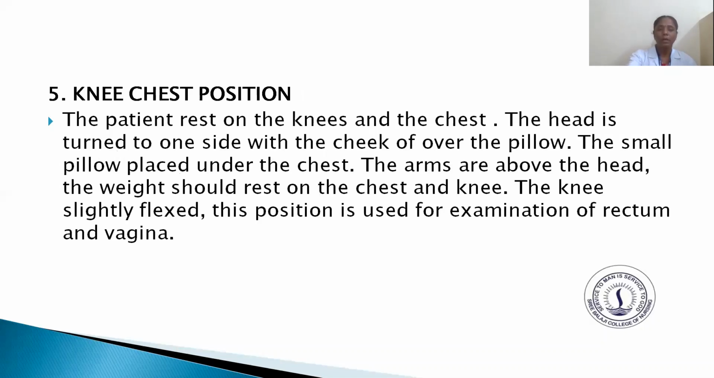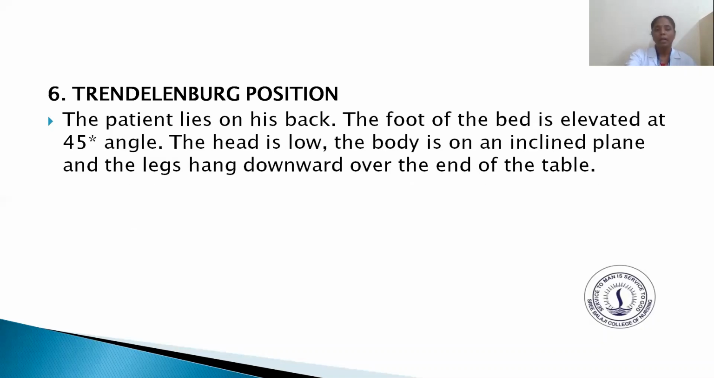This position is like the opposite of the prone position. Likewise, the Trendelenburg position is also like a supine position, but the foot end is elevated at a 45-degree angle. The patient lies on his back, but the head is very low. The body is on an inclined plane and the legs hang downward over the end of the table. That is called the Trendelenburg position.